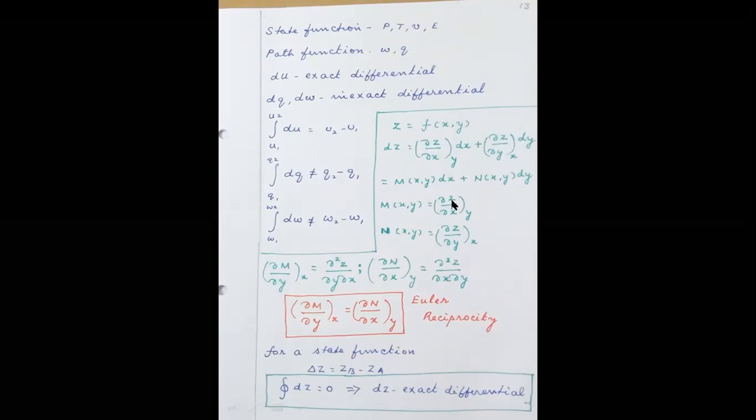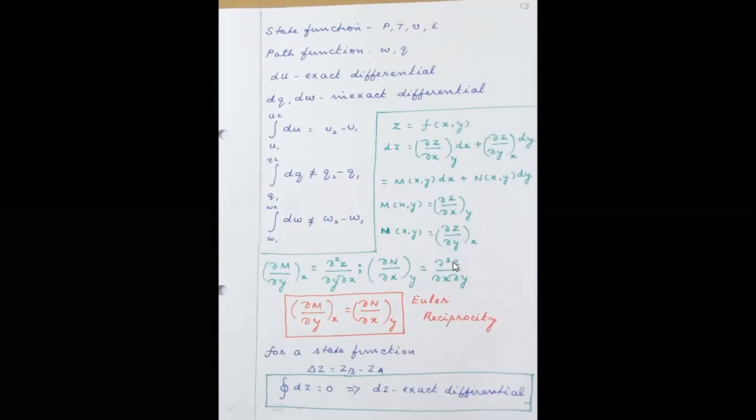Now M of xy is dou z by dou x at constant y, and N of xy is dou z by dou y at constant x. So I differentiate these again with respect to y and x. For example, M is dou z by dou x, so I differentiate M by dou y again. So what happens? Dou M by dou y at constant x equals dou square z by dou y dou x. Is that right? Dou square z dou y dou x. Similarly, N is z already differentiated with respect to y. Now I differentiate with respect to x.